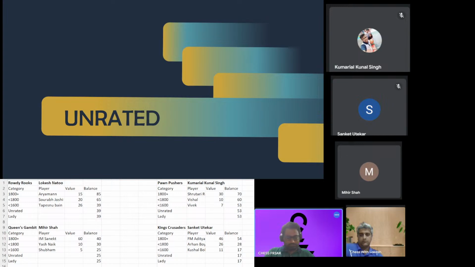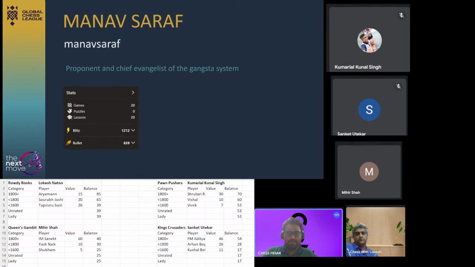The first player, player number two, Manav Saraf. I am asking for a mere value of 1 point in the last two categories. And Kushal is saying gangsta is fake. Well, whatever it is, Manav Saraf, I am asking 1 point. Do we see any bids for Manav Saraf? He's a Kolkata-based tycoon, no? Yeah, Kolkata-based tycoon, you can say, with his tagline, proponent and chief evangelist of the gangster system. I don't know what the gangster system is, but whatever this is, guys, Manav Saraf for you. I'm asking 1 point. Do I see any opening bid for Manav Saraf?